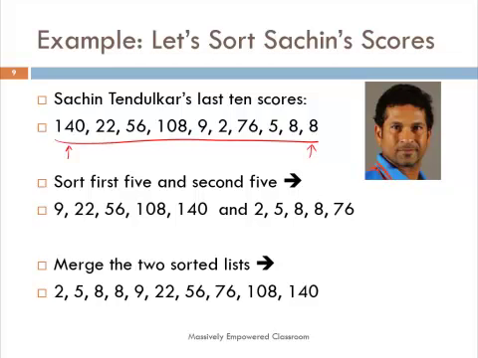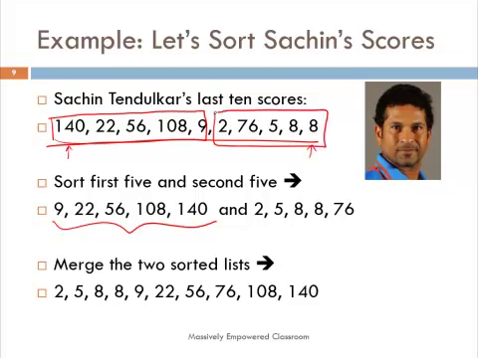And I want to sort these. Suppose I know of a way to sort the first 5 elements of this. Somehow I can obtain this sort: 140, 22, 56, 108 and 9 becomes 9, 22, 56, 108 and 140. And somehow I have a way of sorting the second 5 elements into this. Now I can apply my merge algorithm on these two to finally obtain this array.